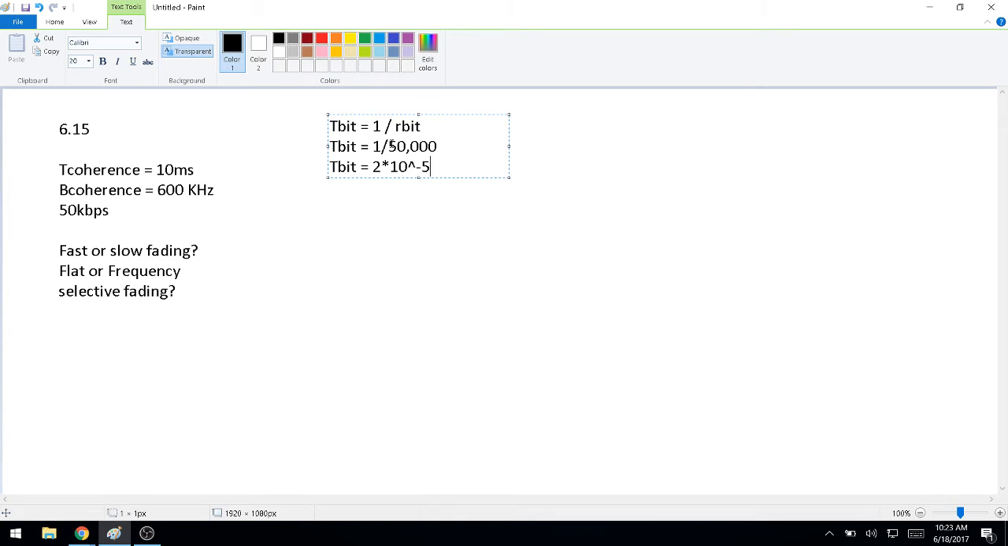This is what we're looking at for basically our bit time. And if we go back to page 109, it states that if our coherence time is much longer than our bit time, then the channel is slow fading.